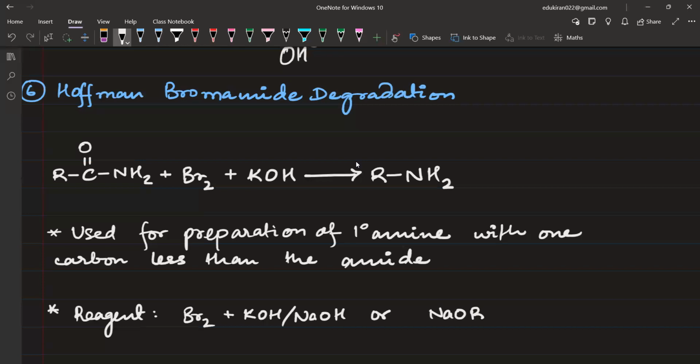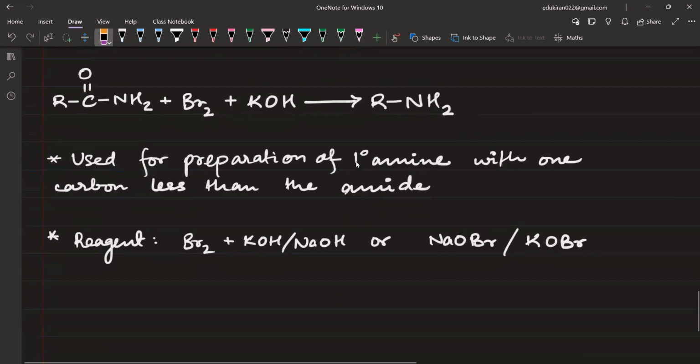Hypohalite, sodium hypobromite, you can use NaOBr, or you can also use KOBr, ठीक है. If these are not used, rather, जब आपको use करने की बात आएगी तो आप यहाँ पे Br2 और KOH ही use कीजिएगा, but these other reagents can also be present. KOH की जगह NaOH हो सकता है, और इन दोनों की जगह आपके पास NaOBr या फिर KOBr भी हो सकता है.